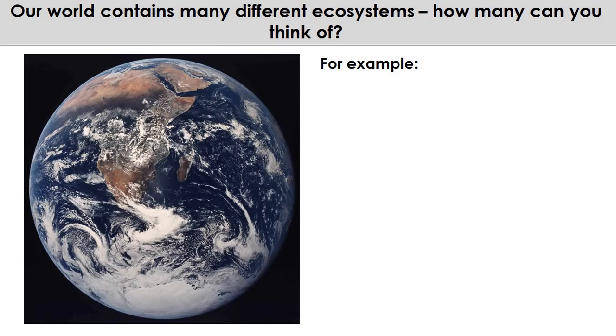Our world contains many different ecosystems. How many can you think of? Let's try and think of some more examples. Pause the video, have a go. Of course, there are lots: forests, rivers, mountains, coastals, desert, plains, very, very different, all very diverse, all with their various demands and different conditions, allowing different animals to survive and reproduce.